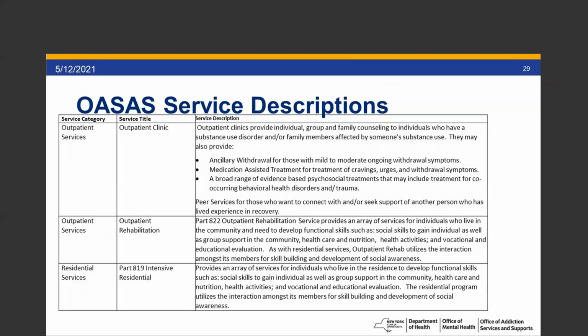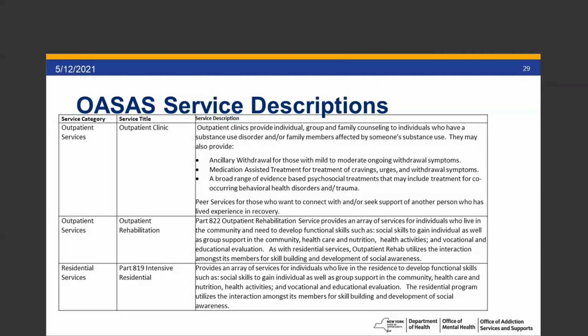So OTP is probably one of our best known services, but we also do have two other versions of outpatient services. One is a standard issue outpatient clinic. This is for individuals who are able to maintain recovery in the community. They will likely get individual and group counseling, and then there's also opportunities for family counseling, and that's a facet of treatment that we've been focusing a lot on in recent years, trying to engage with the family and work on the family as a whole.